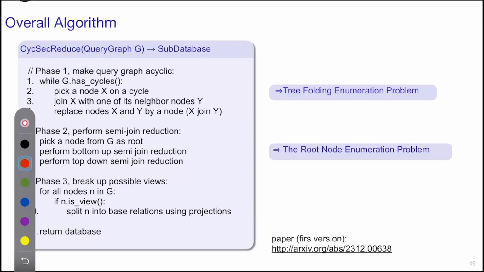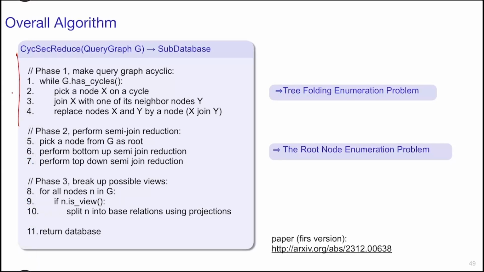Okay, so that's the overall algorithm. Basically, that's what I explained. The first step is making this graph acyclic. That's what we do in phase one. While our query graph has cycles, we have to pick a node X on a cycle. And that leads to the tree-folding enumeration problem. You can pick those nodes blindly, but there are better ways of doing that. We actually do research in my group that does it more efficiently.